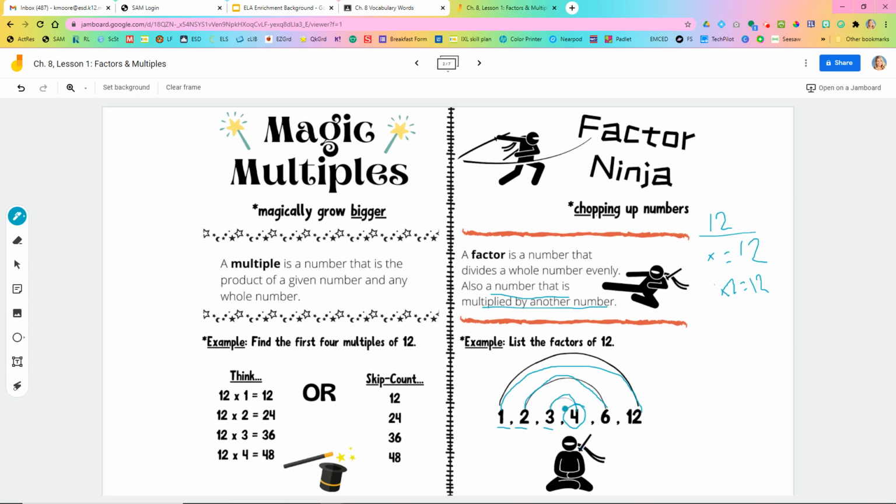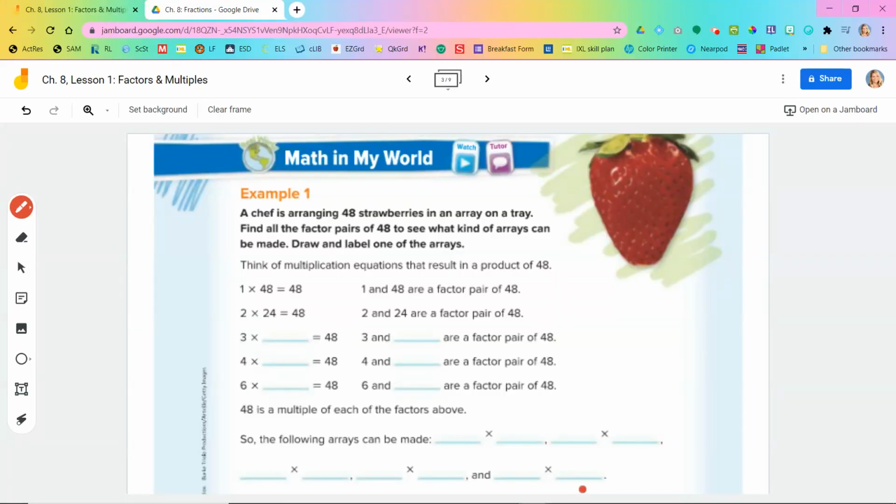Now, we're going to go into this a little bit deeper in the lesson, but I really like this visual because it helps you remember that your magic multiples get bigger and that your factor ninja chops up. So magic multiples are that number and bigger, and then factor ninja is that number and smaller because it chops them up. All right, so let's take a look at our first example, Brody.